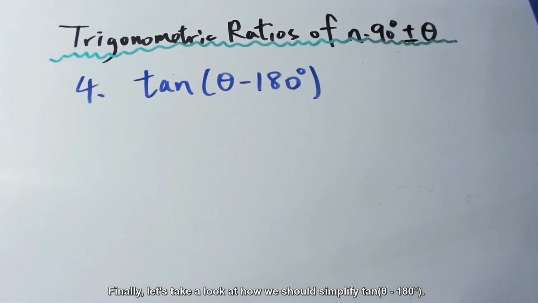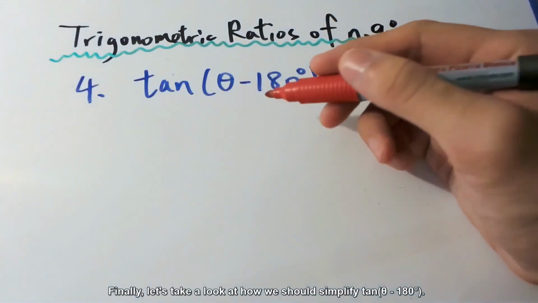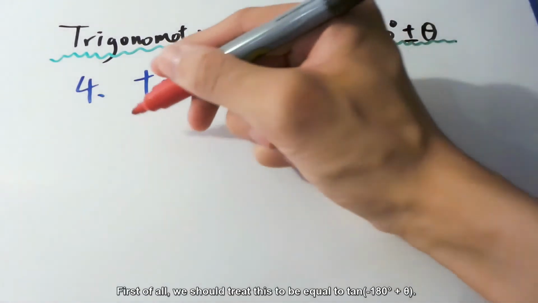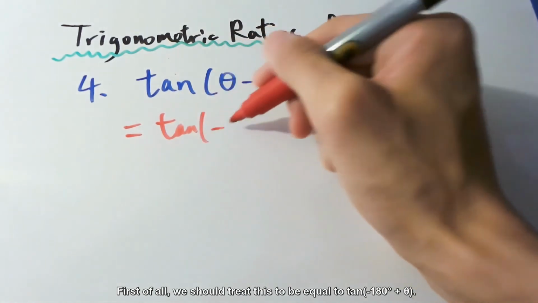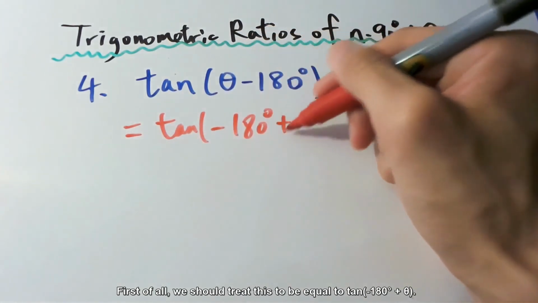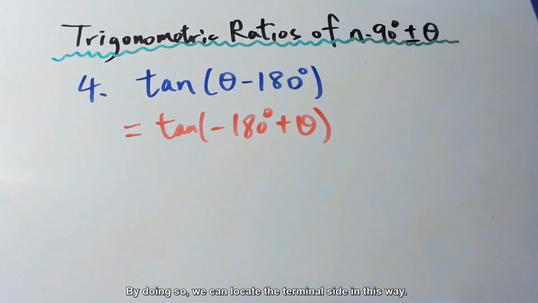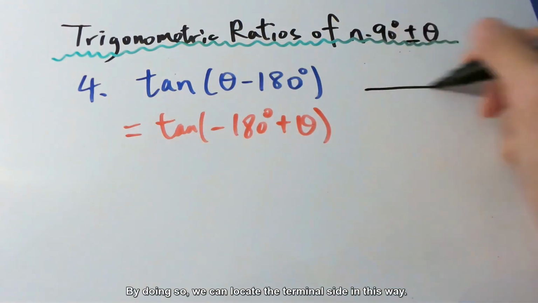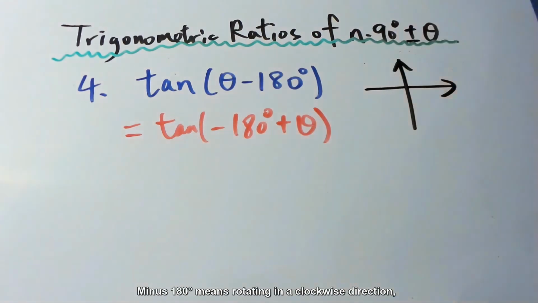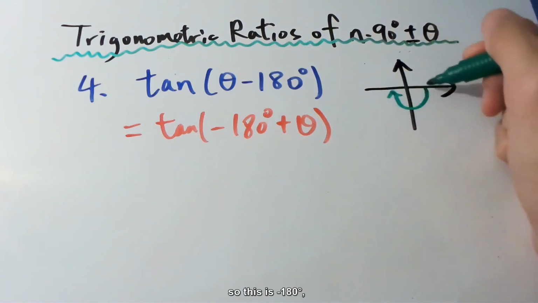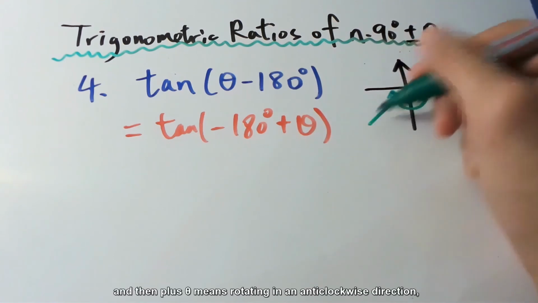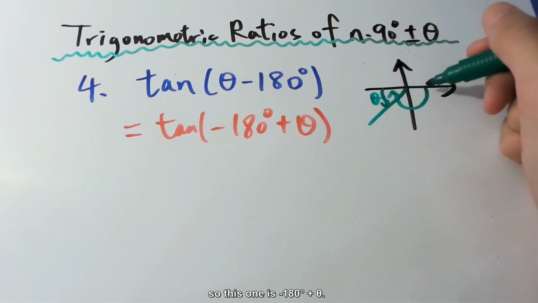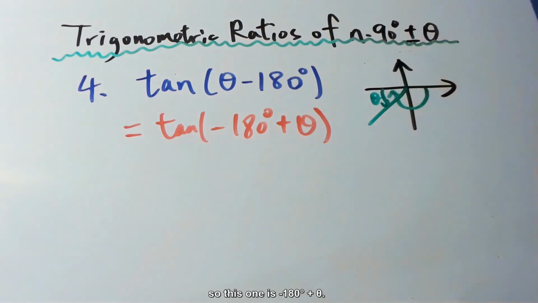Finally, let's take a look at how we should simplify tangent theta minus 180 degrees. First of all, we should treat this to be equal to tangent minus 180 degrees plus theta. By doing so, we can locate the terminal side in this way. Minus 180 degrees means rotating in a clockwise direction. So this is minus 180 degrees, and then plus theta means rotating in an anti-clockwise direction. So this one is minus 180 degrees plus theta.